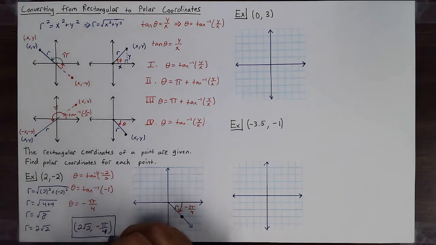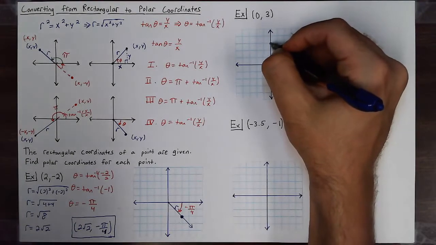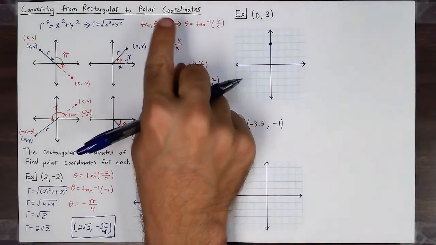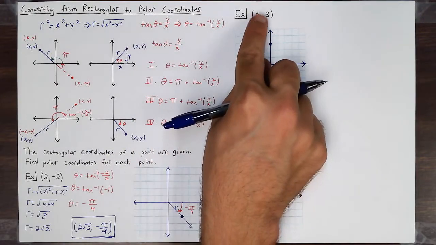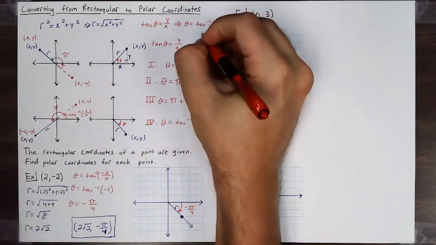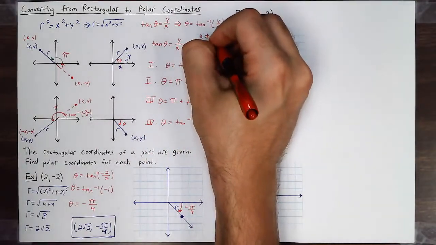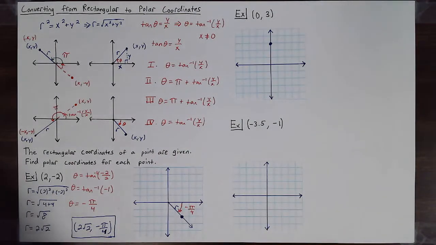Try it out for another point. Here we have 0, 3, a y-intercept. Now I have to be careful, for tangent theta equals y over x, if x is 0, this is undefined. So I need to add a point up here that x cannot equal 0 if I want to use that formula. So now I have to think about this problem a little bit differently.